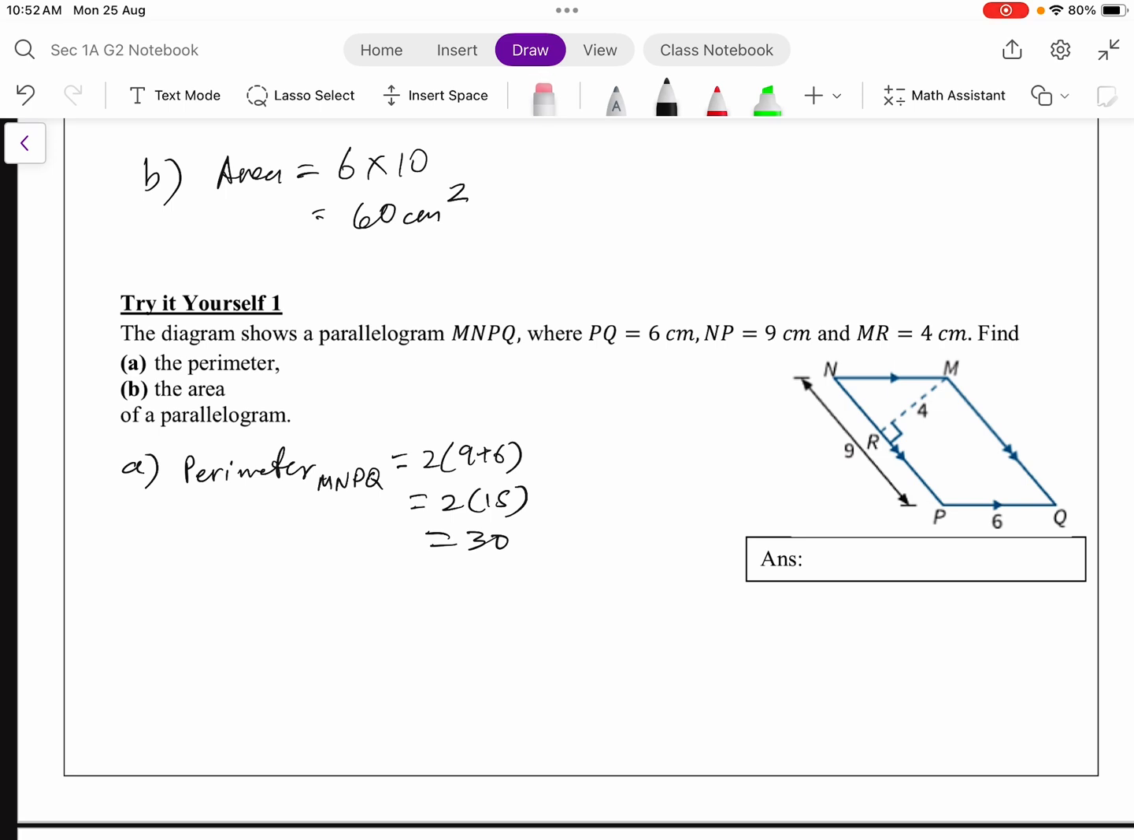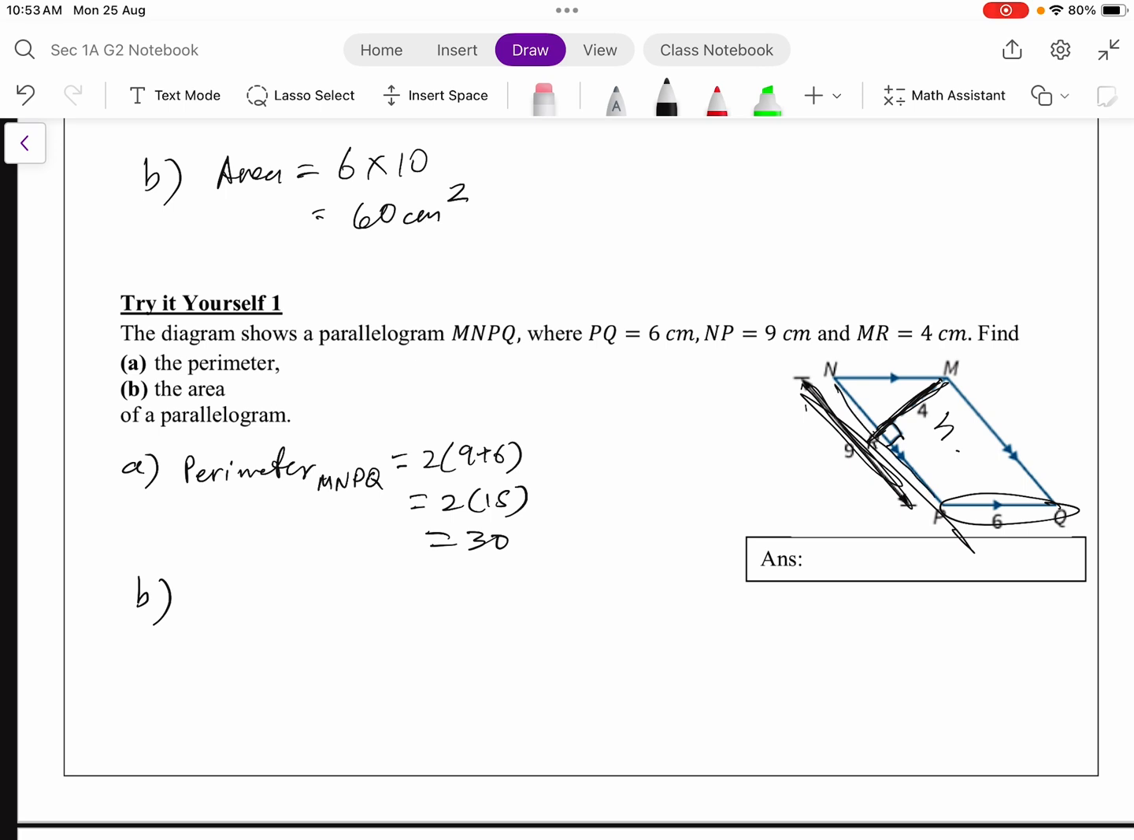Then part B, area. Now area, we need the perpendicular height. Now this is not perpendicular height. If I want to use length times height, I need this height here, the one that is perpendicular to the base. But since I don't have it, I need to look at the other orientation. The other orientation would be if I take 9 as the base, because I have this perpendicular height here, then if I take 9 as the base and 4 as my perpendicular height, then our formula is correct. So take note, for parallelogram you need the perpendicular height.